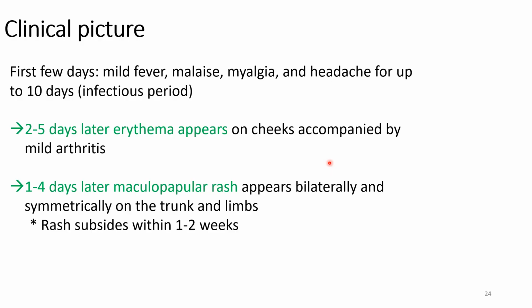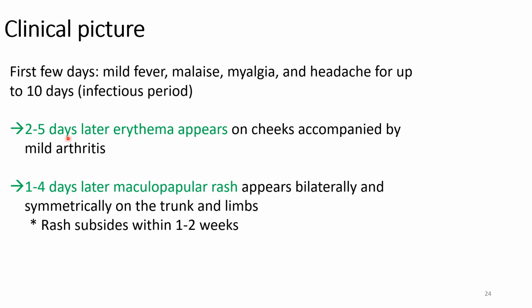What's the clinical picture of the parvovirus B19 infection? So we have a prodromal illness. These are non-specific symptoms. So the first few days would have mild fever, malaise, muscle aches, and headache, and this could be the first 10 days. So this is the infectious period actually. Right? So we have the infectious period where we have the prodromal symptoms.